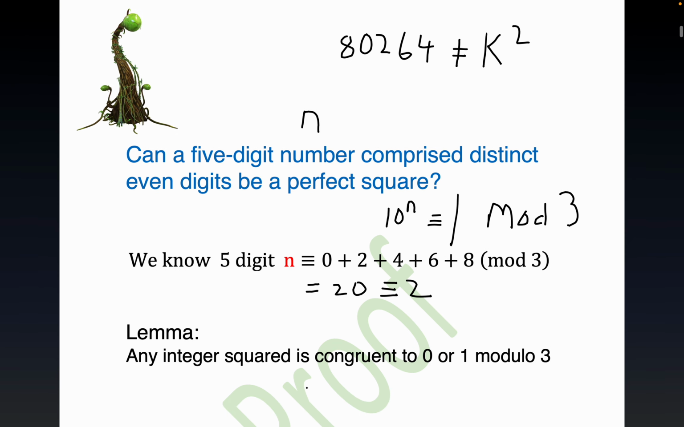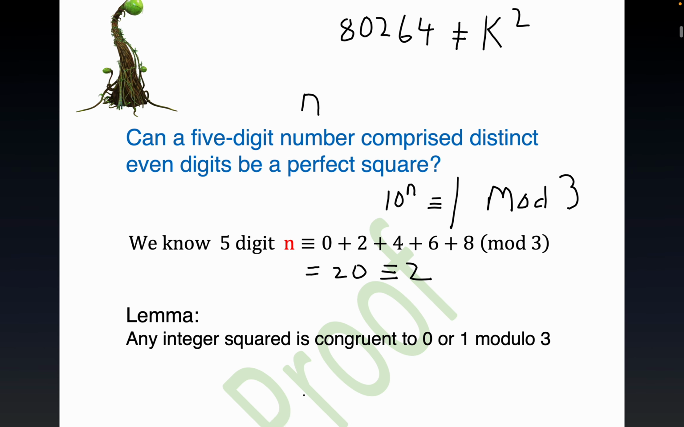Now, there's a result here, and I'll prove it for you, but it's that any integer squared is congruent to 0 or 1 mod 3. If we just assume this is true, then we realize that we're done, because any 5-digit number with 5 distinct even digits is going to be congruent to 2, and it can't be according to this lemma. So QED, the proof is complete. We are done with the proof if you accept this as the truth.